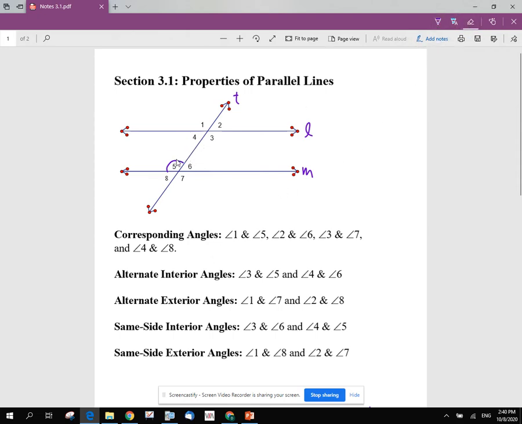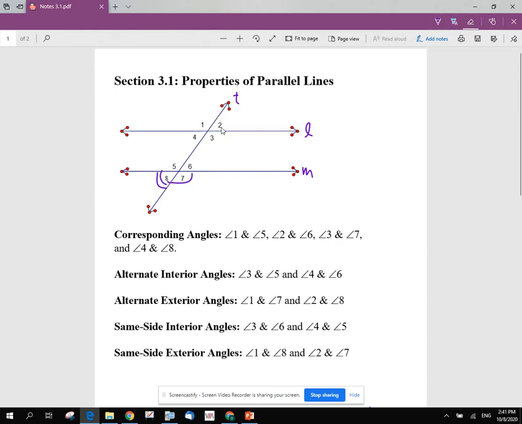Now, if you understand that, then you'll understand what alternate exterior angles are because they're on the outside of the parallel lines. 1 and 2, 8 and 7 are exterior. And again, alternate meaning they're on opposite sides of the transversal. So 1 and 7 would be alternate exterior angles. 2 and 8 would be alternate exterior angles.